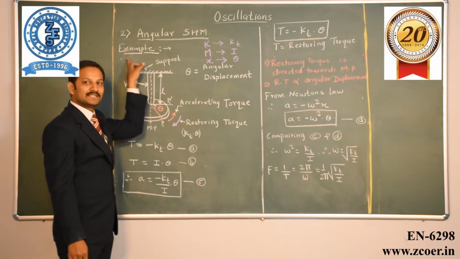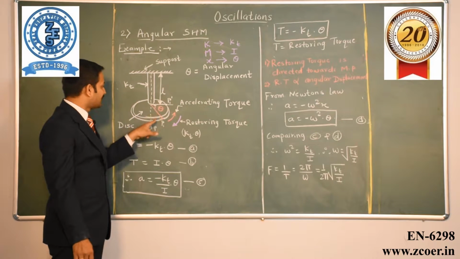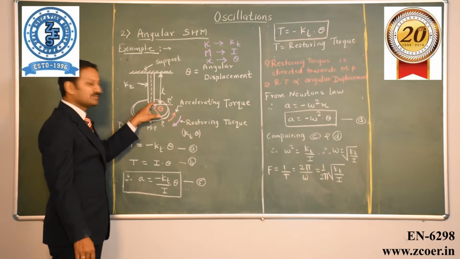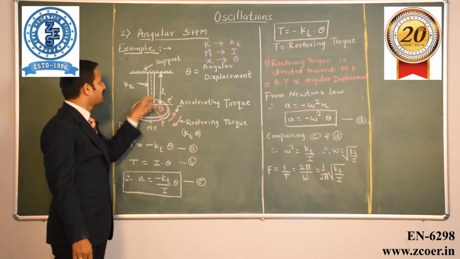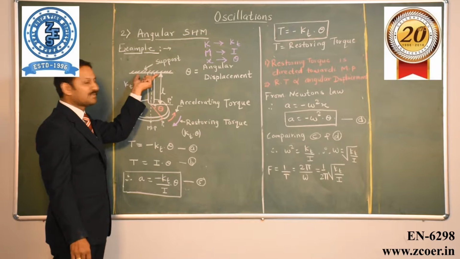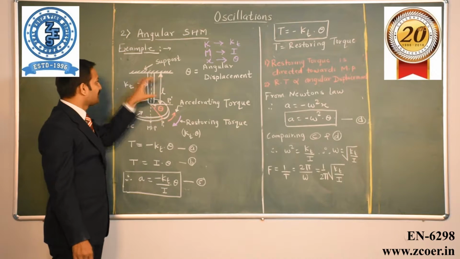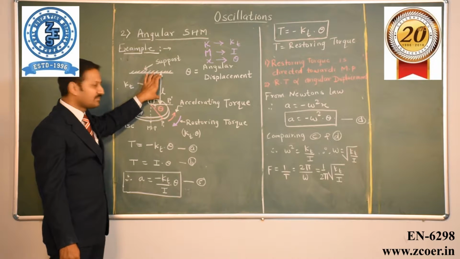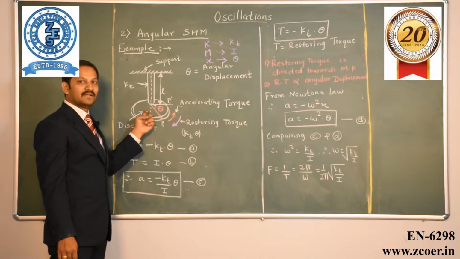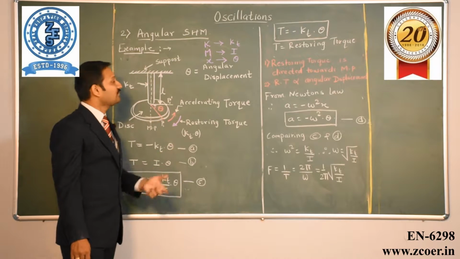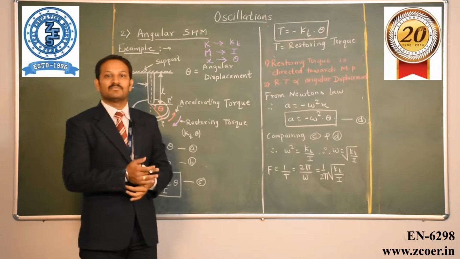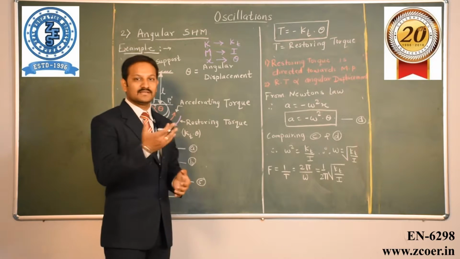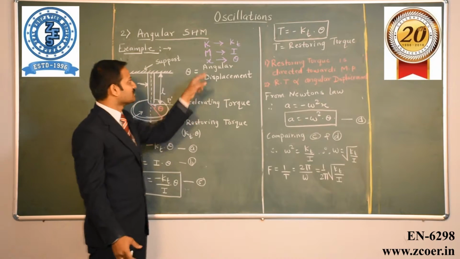Now, in this particular example, I am having a disc which is connected through a shaft which is having certain mass, and it is suspended from a fixed support. Kt is the torsional stiffness, L is the length of the shaft, and disc is having certain radius. Now, this type of angular simple harmonic motion is analogous to linear simple harmonic motion. Only certain factors get changed.